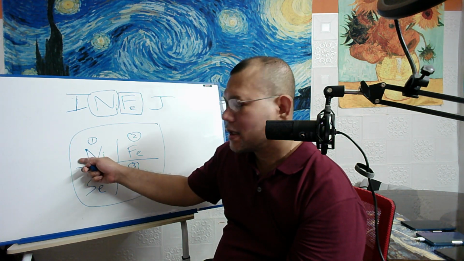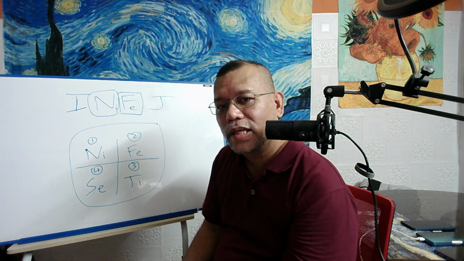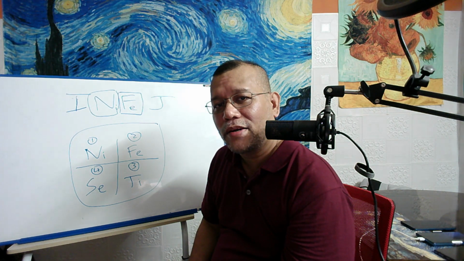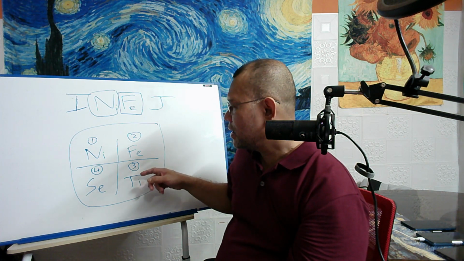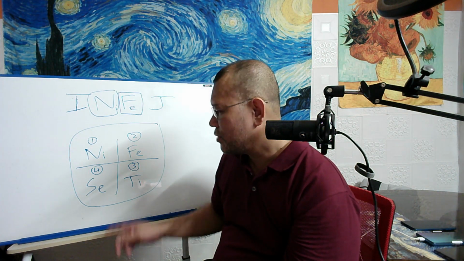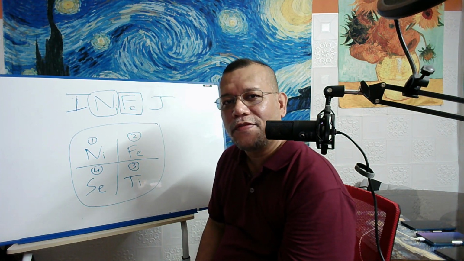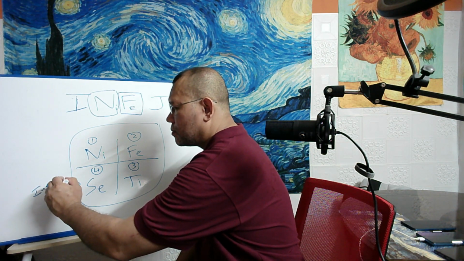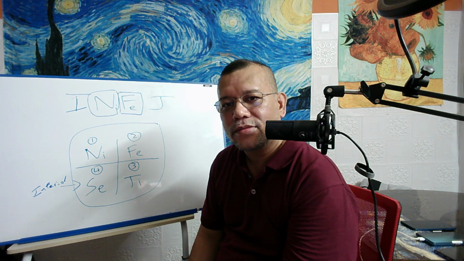Number one is the dominant function, which you will use most of the time, which is introverted intuition for an INFJ. Number two is the auxiliary, or what sometimes they call the parent function. This one will be extroverted feeling for an INFJ. The third is the tertiary function, which is introverted thinking. And the last function is often called the inferior function. The inferior function for an INFJ is extroverted sensing.